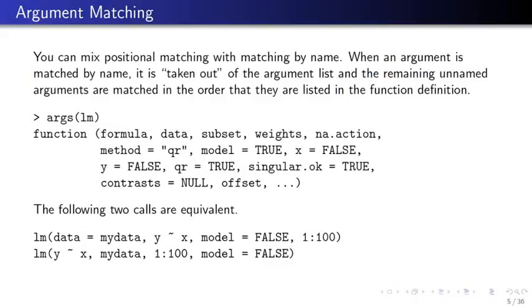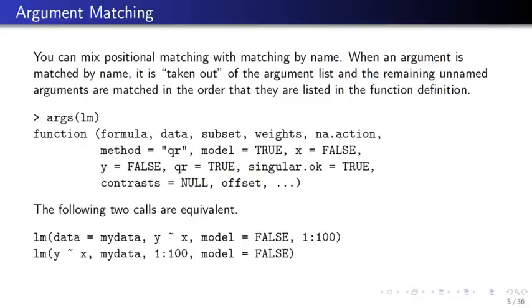Positional matching and matching by name can be mixed, and this is quite useful for functions that have very long argument lists. For example, the lm function here, which fits linear models to data, has this argument list. The first is the formula, the second is the data, and then the subset, the weights, etc. You can see that the first 5 arguments here don't have any default values, so the user has to specify them. But then the method, the model, the x argument, those all have default values. So if you don't specify them, they will use those values by default.